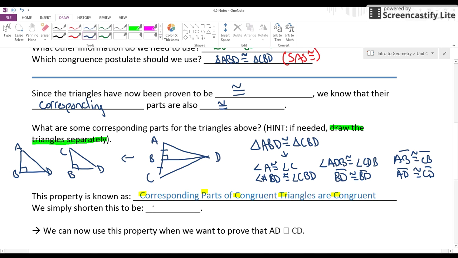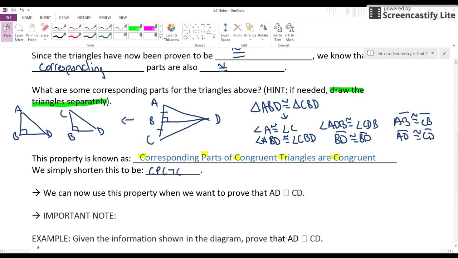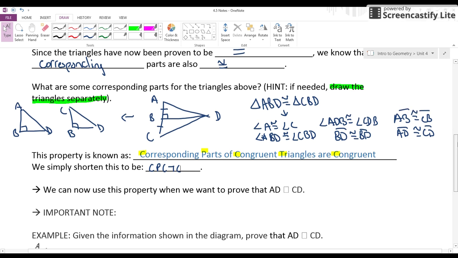So again, CPCTC. I think corresponding parts of congruent triangles are congruent kind of rolls off the tongue, so I'm okay if you write that whole thing down too. But you can also do CPCTC. If you mess up and say CPC, CT or something like that, I'll know what you mean, so don't freak out too much about that. But remember, you have to use CPCTC after you know triangles are congruent.